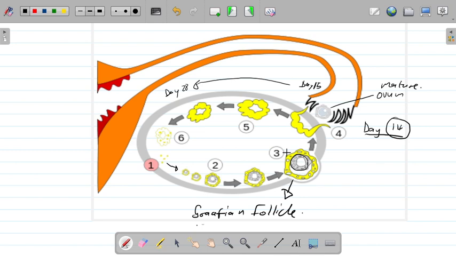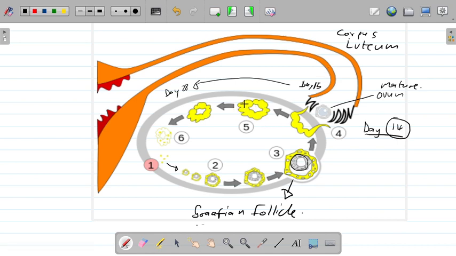You with me? So, from day 1 up until day 14, we had a Graafian follicle, but it ruptured and released what? And released the mature ovum. And after it ruptures, it creates a body known as the corpus luteum. It is the corpus luteum, the yellow body.